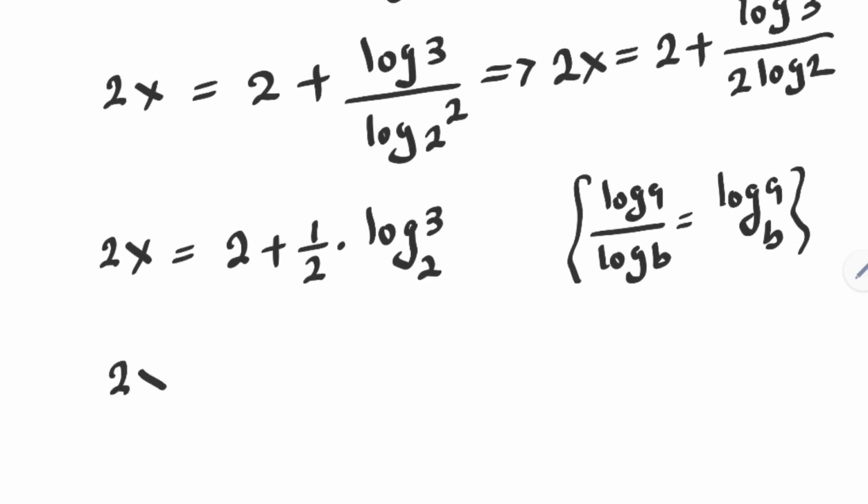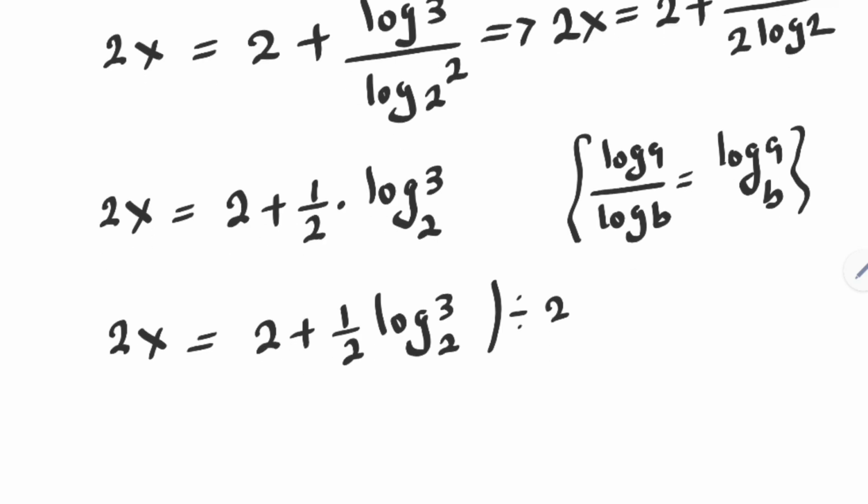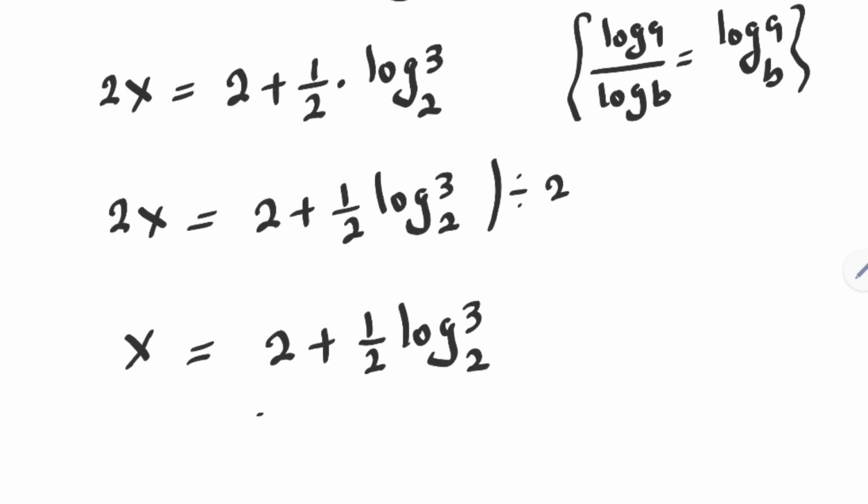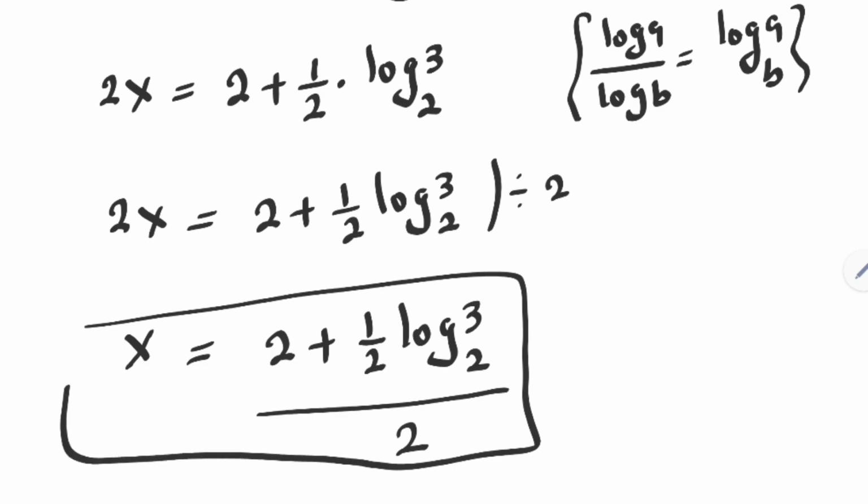then 2x is equal to 2 plus 1 over 2 log 3 base 2. We are looking for the value of x. Let us divide the whole of this equation by 2. Then x is equal to 2 plus 1 over 2 log 3 base 2, divided by 2. This is the value of x. We may check to confirm if this answer is right or wrong.